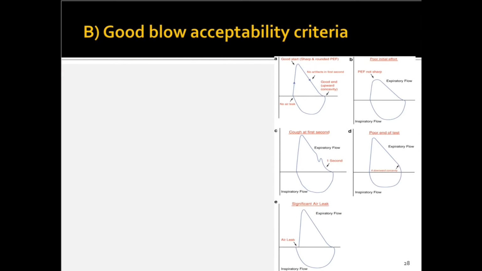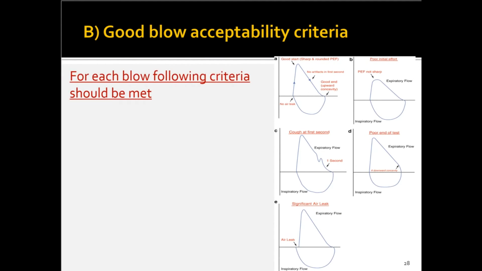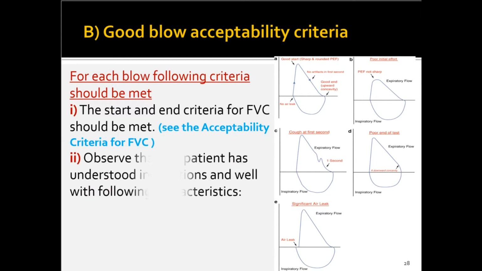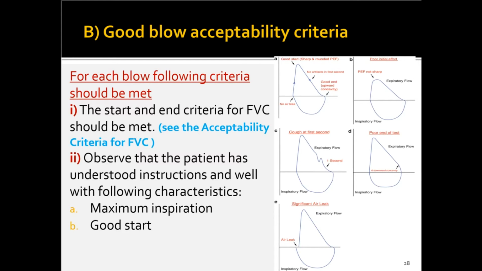B. Good blow acceptability criteria. For each blow the following criteria should be met. 1. The start and end criteria for FVC should be met. See the acceptability criteria for FVC. 2. Observe that the patient has understood the instructions and performs well with the following characteristics: A. Maximum inspiration. B. Good start. C. Smooth continuous exhalation. D. Maximal effort.